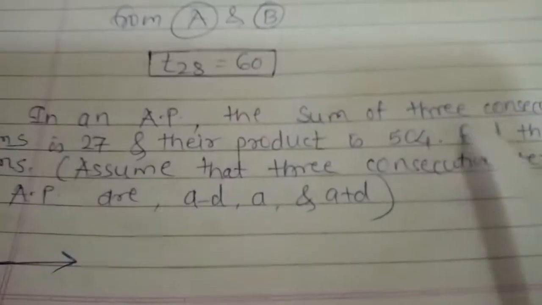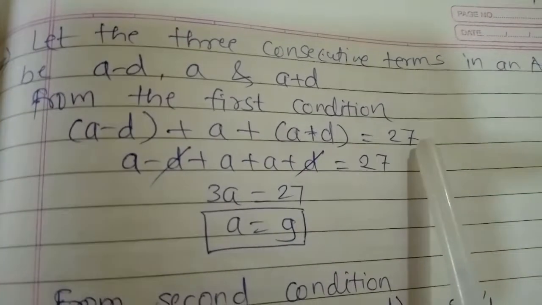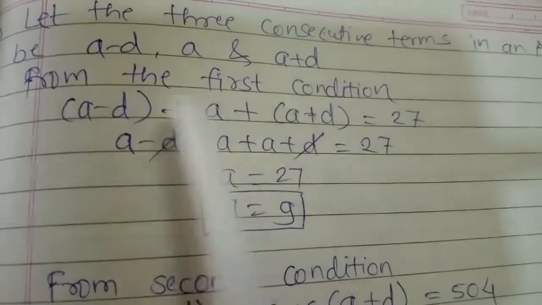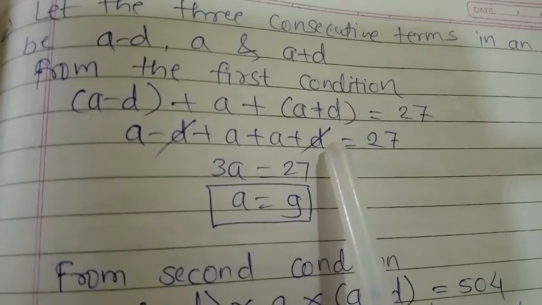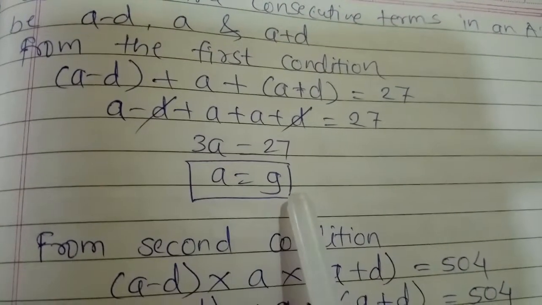So what is our first condition? We are given that the sum of 3 consecutive terms is 27. So from this we can write that the sum of these 3 numbers is 27. Now when we open this bracket, this d is cancelled with this d and we get 3a is equal to 27. So a is equal to 9.